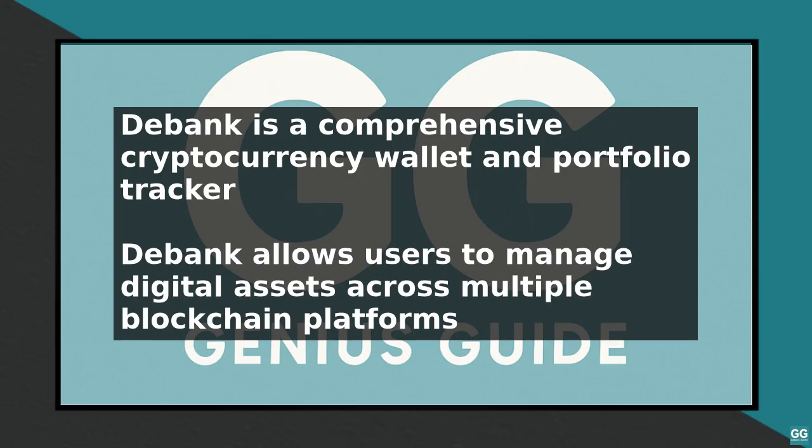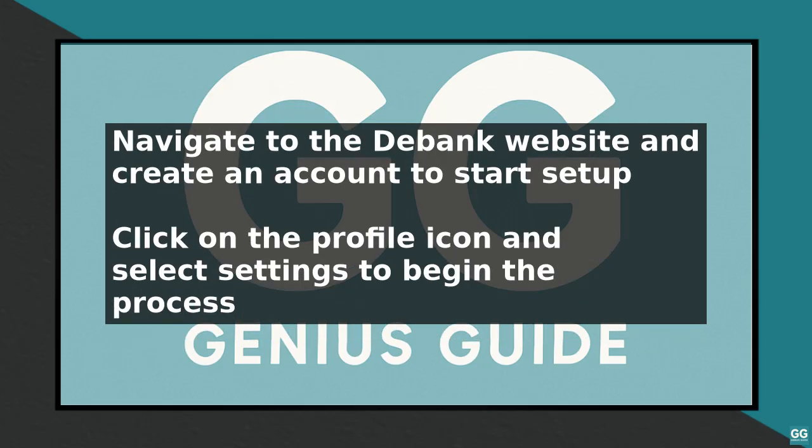Once logged in, click on the profile icon and select Settings to begin the setup process. In the Settings menu, look for the Cross-Chain Support option and click on it. Next, you will be prompted to connect your wallets from different blockchain platforms. Debank supports a wide range of wallets, including MetaMask, Ledger, and Trezor, among others.